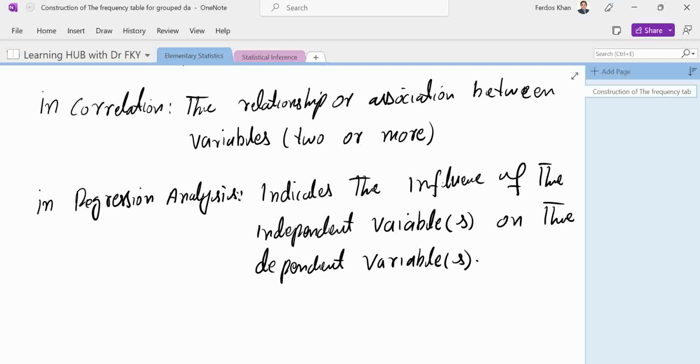So it is quite obvious that these two things are different. In one case, we just try to calculate the relationship between the variables. We are not talking about any dependent and independent variable. That is correlation. In regression analysis, we talk about a dependent variable which is affected by the independent variable. The independent variable is not affected by the dependent variable, remember.